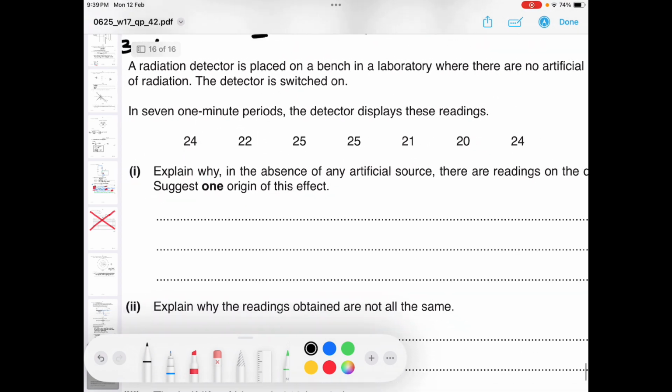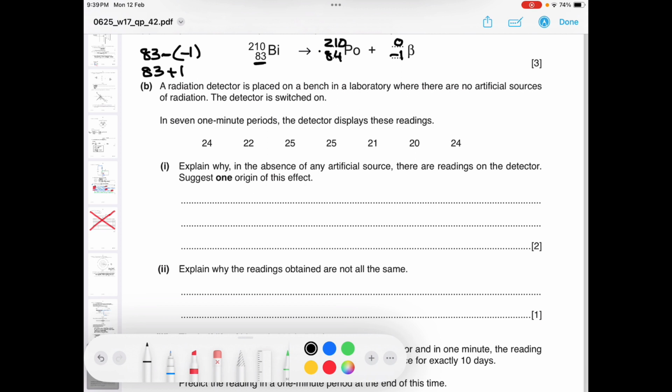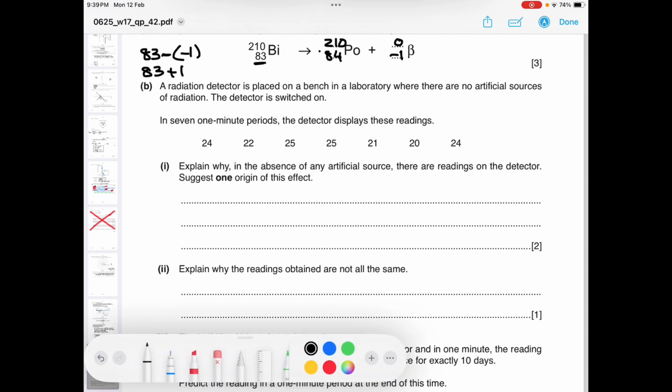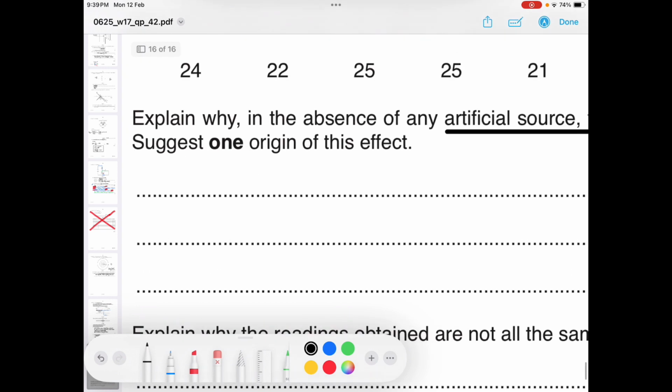A radiation detector is placed on a bench in a laboratory where there are no artificial sources of radiation. The detector is switched on. In 7 1-minute periods, the detector displays these readings. These are all background readings. Explain why, in absence of any artificial source, there are readings on the detector, and suggest one origin.